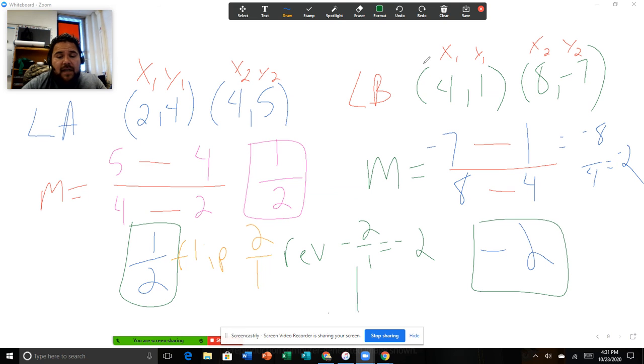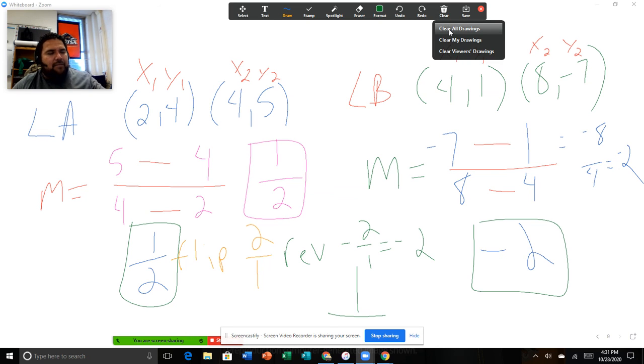There's this little upside down T that represents perpendicular. Parallel means the same slope, so they'll actually equal the exact same number once you reduce. Perpendicular means flip and reverse. Hopefully this helps.